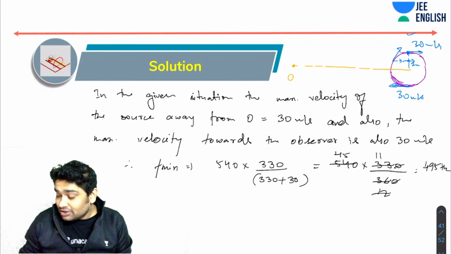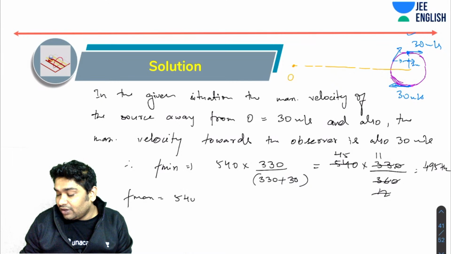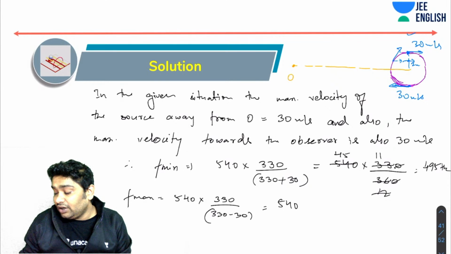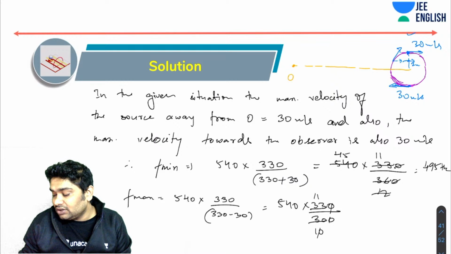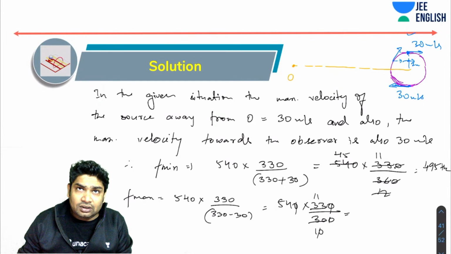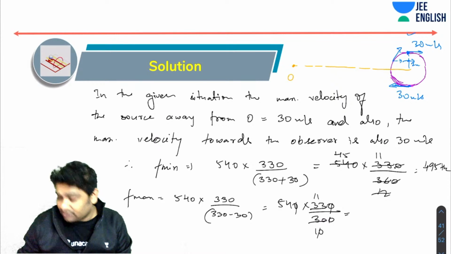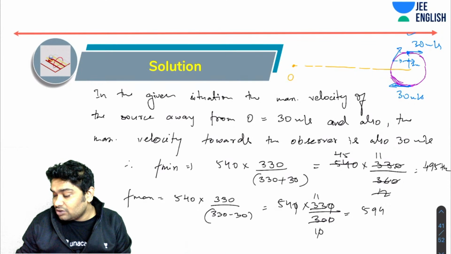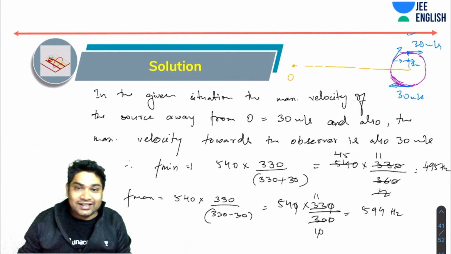Absolutely correct. Similarly, for maximum frequency, F max, you will realize would be 540 into 330 over 330 minus 30, correct? So this becomes 540 into 330 over 300. This gets cancelled, and this is 11. So that's 54 into 11, which would be 540 plus 54. Yes, those are the correct answers.